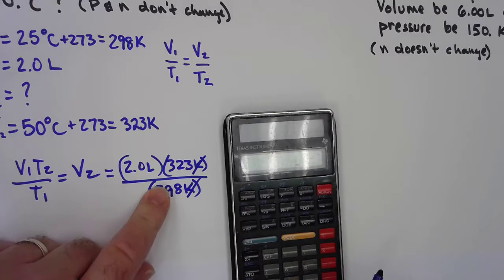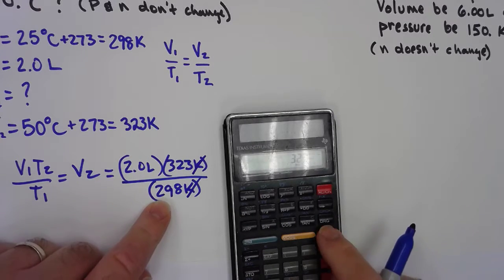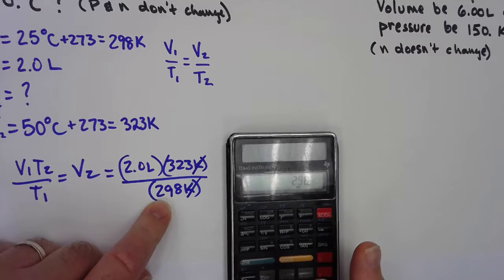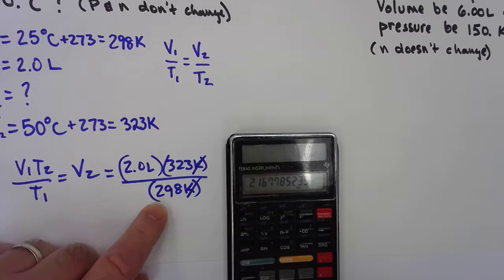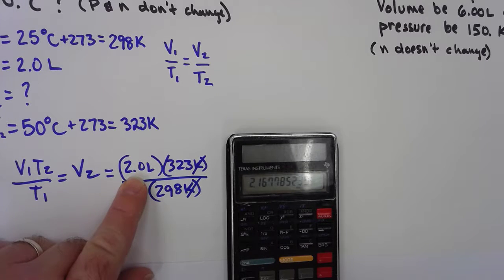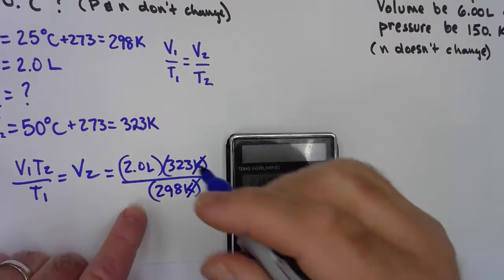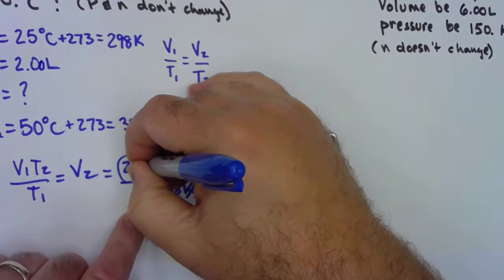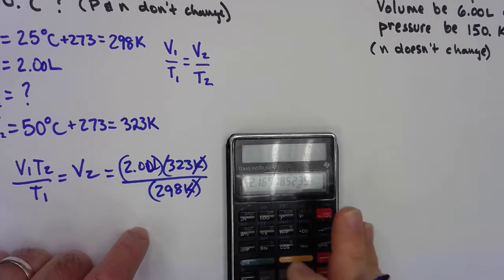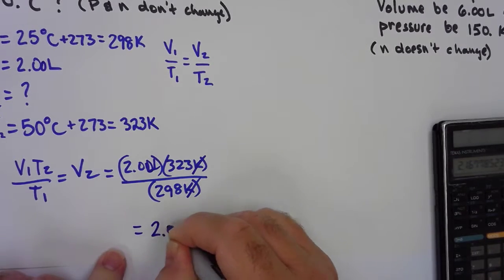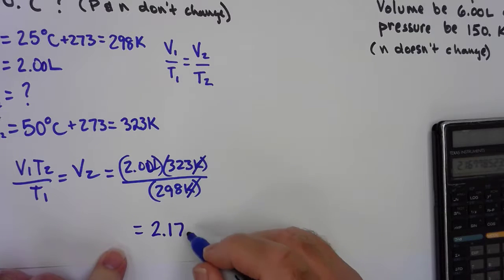2 times 323 divided by 298 equals 2.16778. We got 2 digits here. Oh, that was 2.00. Sorry. So there are 3 digits there. 3 digits all the way around, 2.17. And the only thing that didn't cancel was liters.